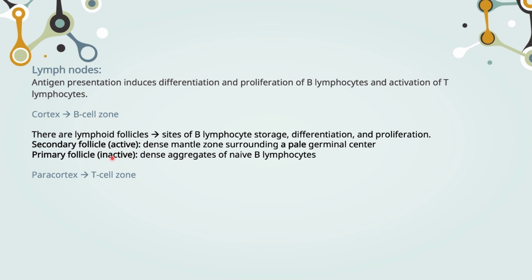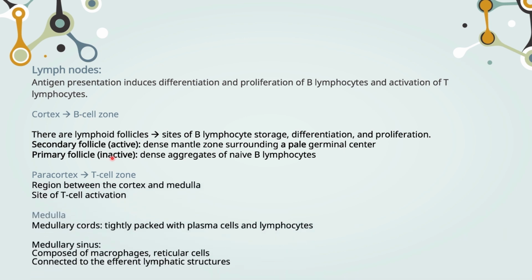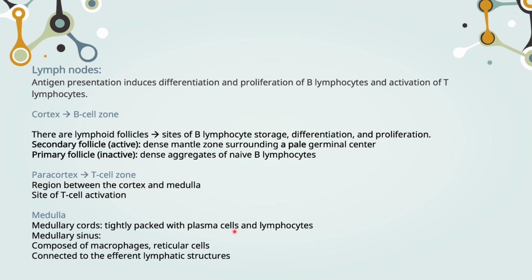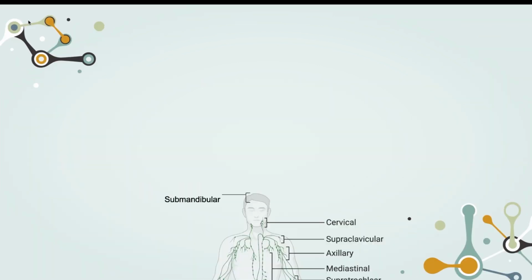Now, the paracortex, the T cell zone, all right. Now, we have talked about medullary cords and sinuses. Cords are packed with plasma cells and lymphocytes, and the sinuses are composed of macrophages and reticular cells, all right.